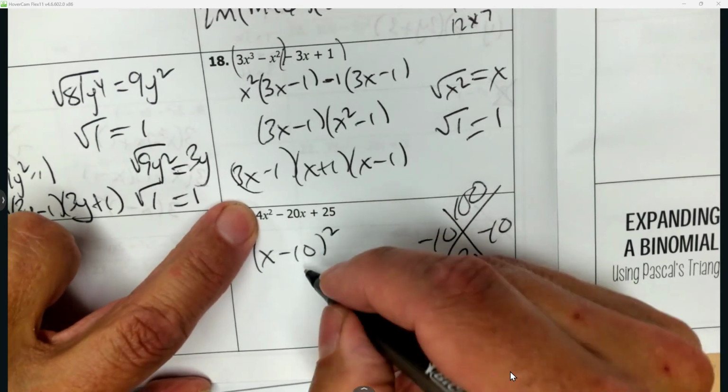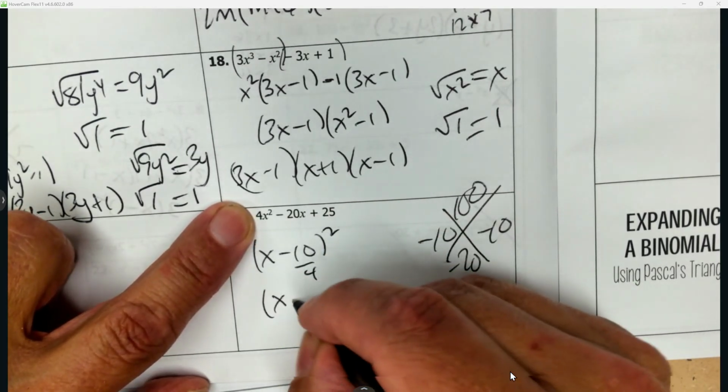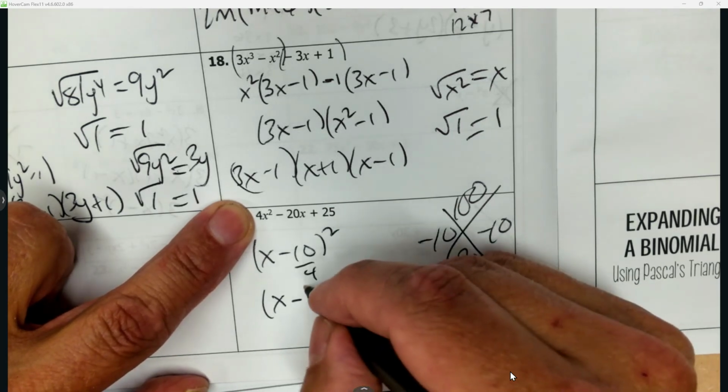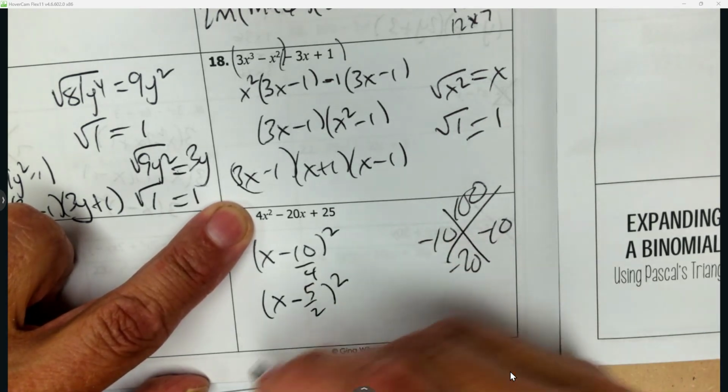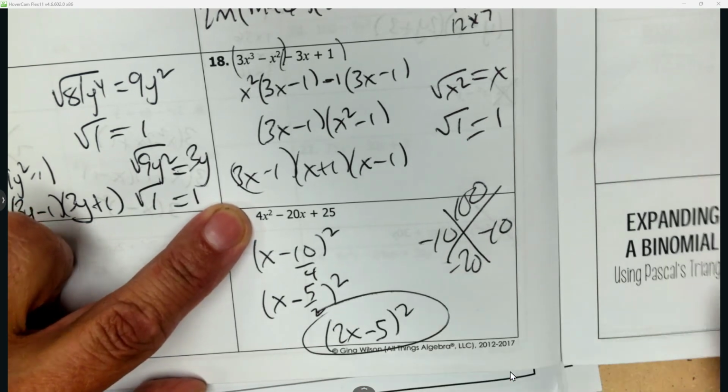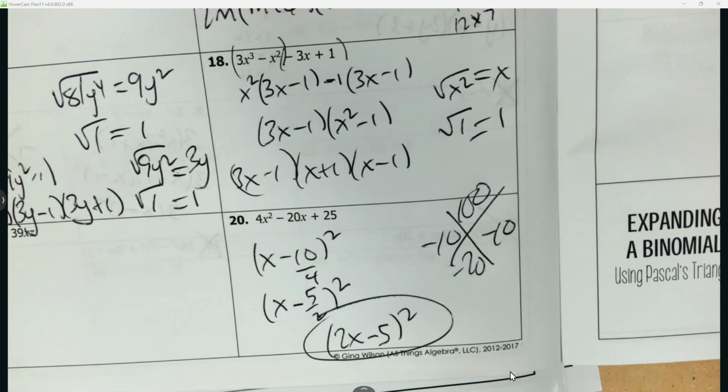Divide by that first number 4. Now, this has to be reduced down. So for this to work, what number goes into 10 and 4? Divide by 2. And then slide it in front. So if we slide this in front, the end answer is 2x subtract 5 squared.